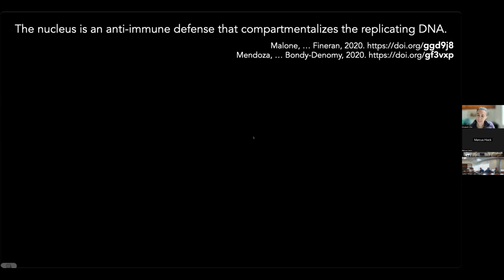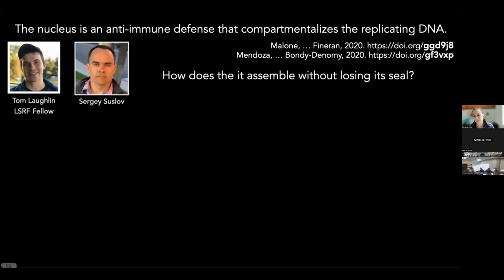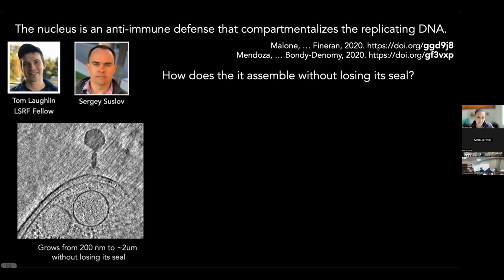In this particular case, the phage is basically just building a compartment that can import the right things, but prevents things like nucleases from coming in. And so we wanted to know, how can this compartment assemble without losing its seal? This is basically early infection, which I'm going to mention a little bit at the end. It goes from something that's 200 nanometers with one genome to something that grows to sometimes 2 microns in size. And all this time, it's not letting nucleases come in.